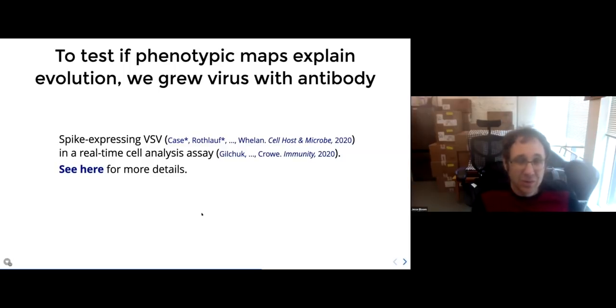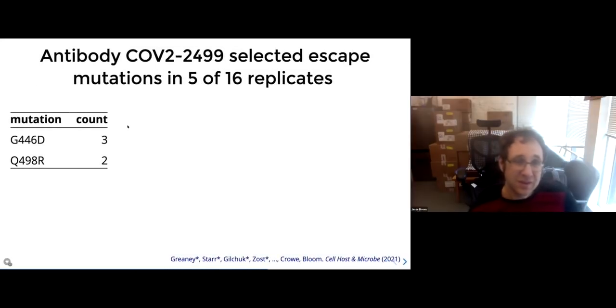So to do that, we worked with our collaborators to grow a VSV virus, which is sort of a biosafety level 2 surrogate for a SARS-CoV-2 spike-expressing virus, in very high throughput in the presence of antibodies. So for instance, if we grow this virus 16 times in the presence of this antibody CoV-2 2499, we get several different outcomes. 11 of those 16 times, the antibody controls the viral replication and there's no detectable viral replication. But 5 of those 16 times, the virus manages to end up growing in the presence of the antibody.